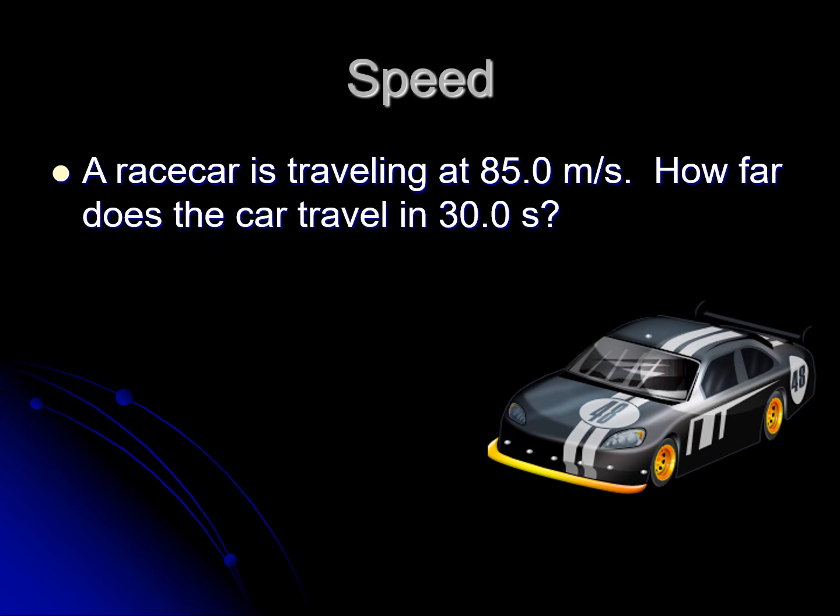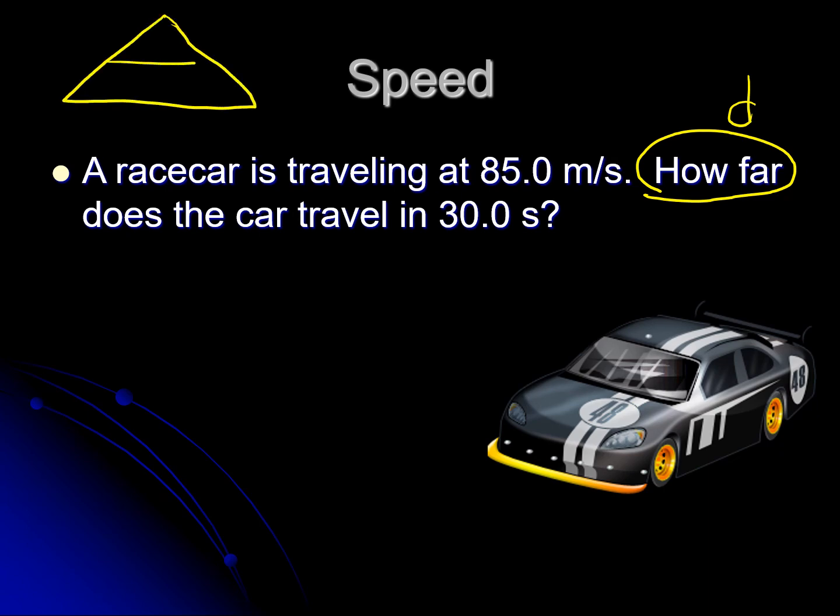Here is another problem. A race car is traveling at 85 meters per second. How far does the car travel in 30 seconds? If you look at the problem, how far means distance, right? So let's go back again to the triangle: speed, distance, and time. I want to get the value of distance. So distance is equal to, look at it here, they are at the same level. That means multiply. So multiply speed by time.